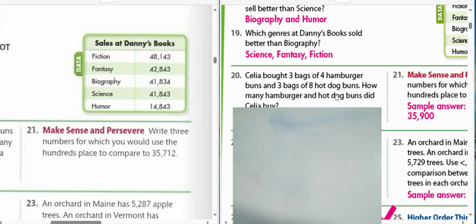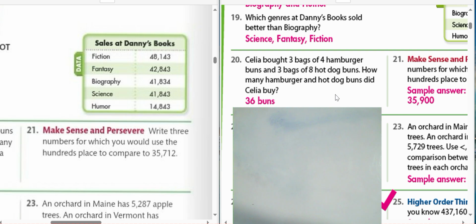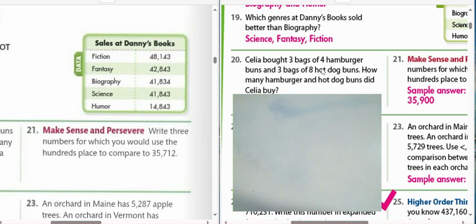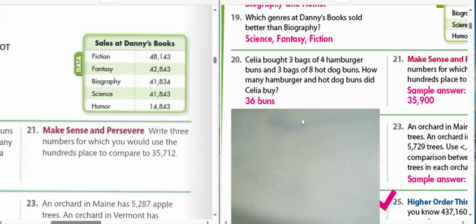Okay. Next question, number 20. Tia bought 3 bags of 4 hamburger buns and 3 bags of 8 hot dog buns. How many hamburger and hot dog buns did Tia buy? She has 3 bags. 3 times 4 equals 12, and also 3 times 8 equals 24, and then we can find the sum of them.